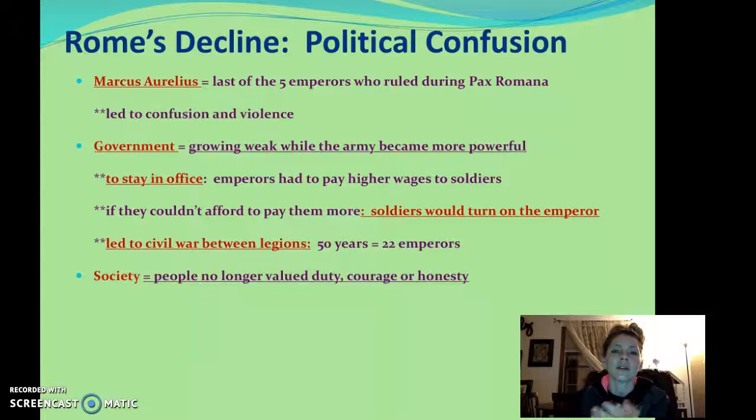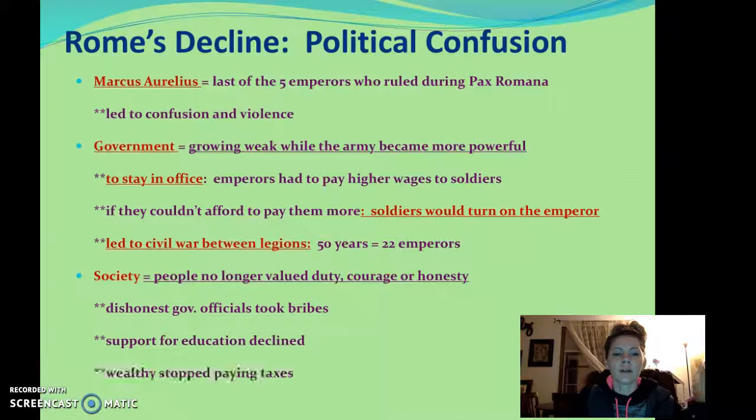This is going to lead to a lot of civil war between the government and the army. We have a lot of switching of emperors at this time. If we look at the next 50 years, there are 22 emperors that go through. That's amazing. We said that Emperor Augustus ruled 40 years by himself, and now we have 22 different emperors in these 50 years. As the government is going down, society is also going to decline.